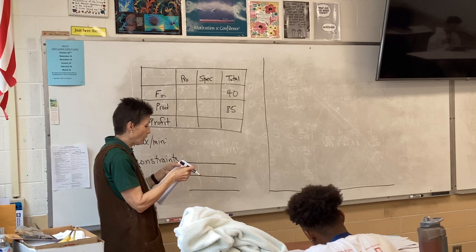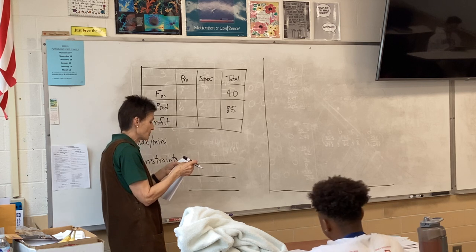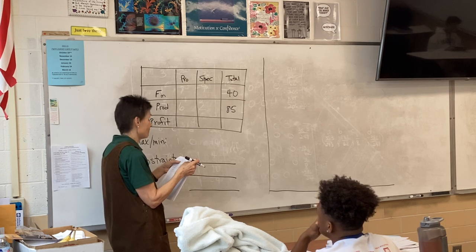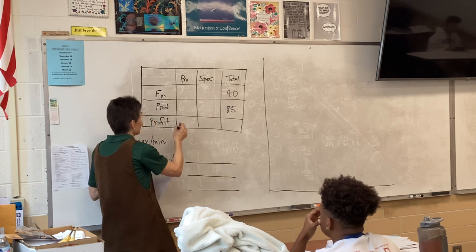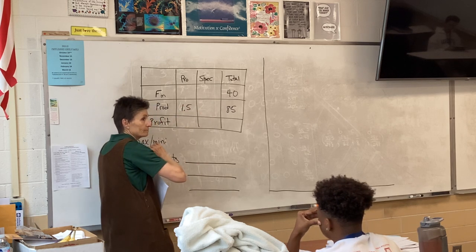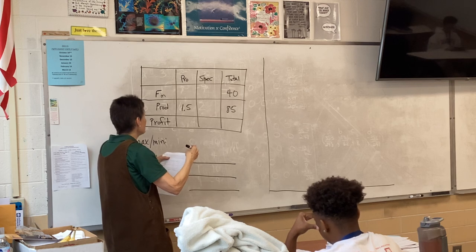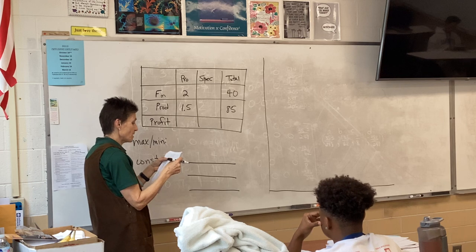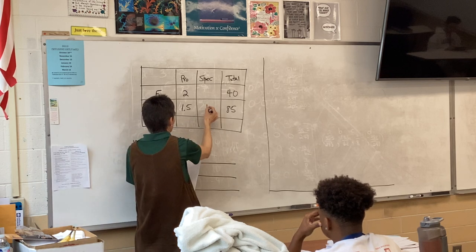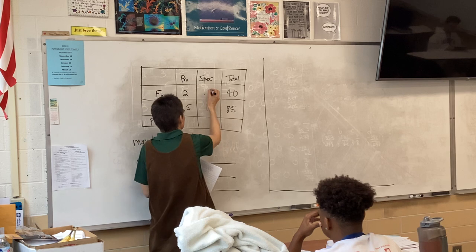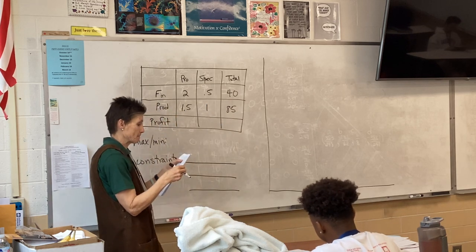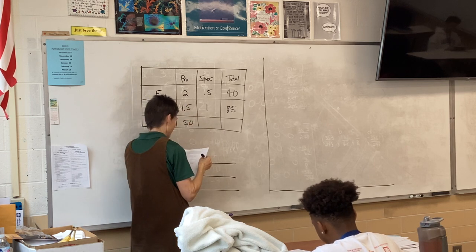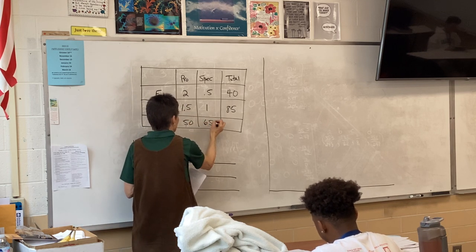Pro boards require 1.5 hours of production, and 2 hours of finishing. Specialty require 1 hour of production and a half an hour of finishing. Profit for a pro is 50 and a specialty is 65.